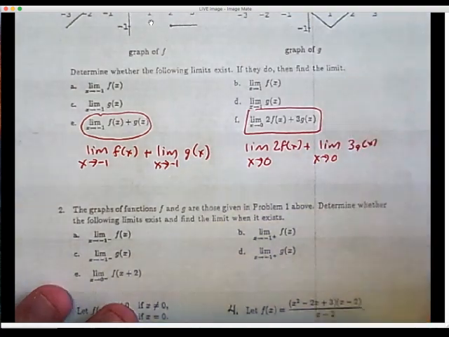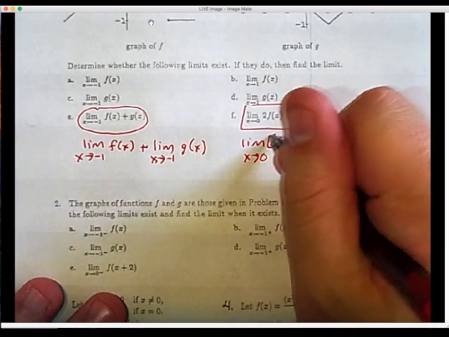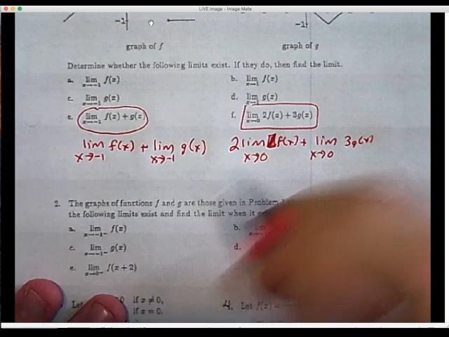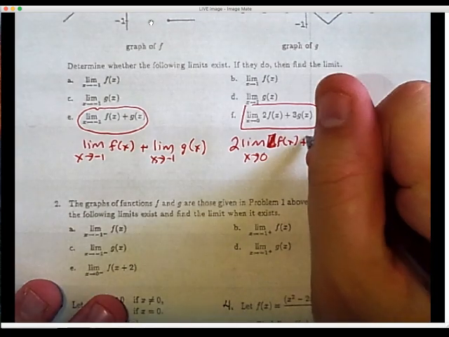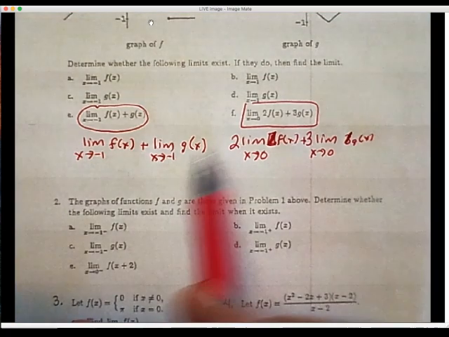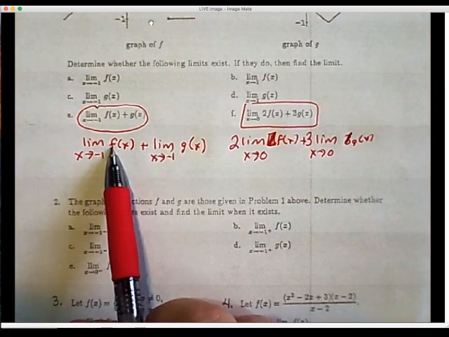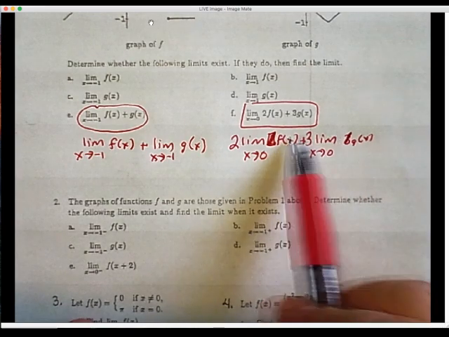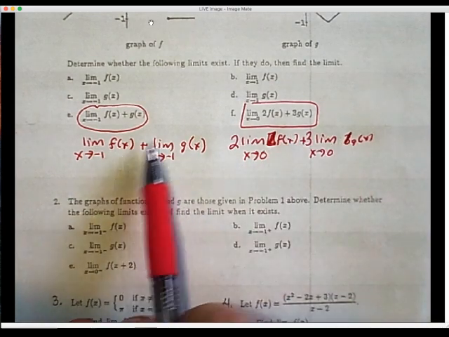And what you are actually allowed to do, since this is just a coefficient, I can move that coefficient out front, and I can do the same thing here. I can move this coefficient out front. Now, in order for this to work, both parts have to exist. They both have to exist. If they both don't exist, then the answer is DNE.